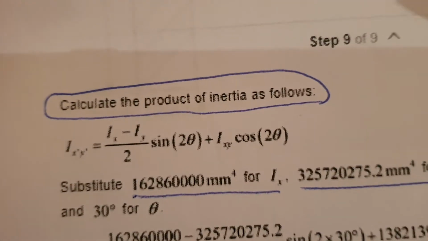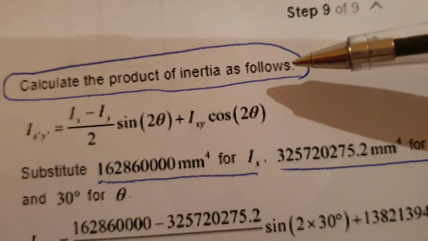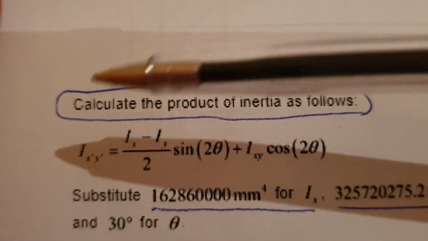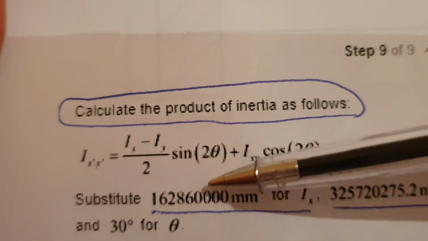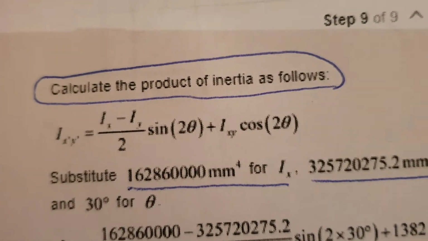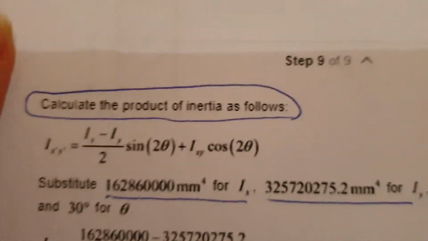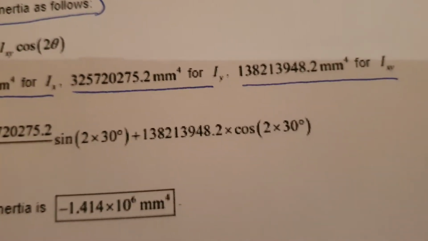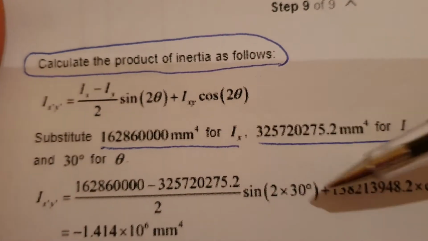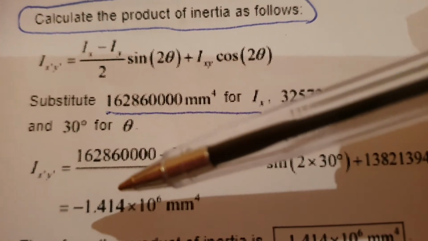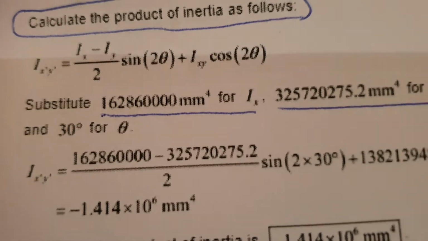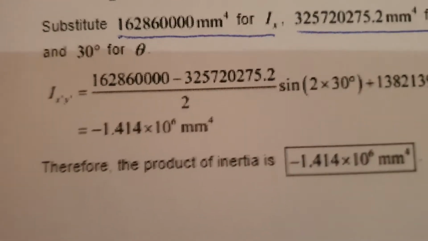Now the last one is to find the product of inertia, which is as follows. Ix dash y dash equals (Ix minus Iy) over 2 times sine 2 theta plus Ixy cosine 2 theta. We know Ix, we know Iy from the previous one, and Ixy. Plug in the numbers with theta equal to 30, and you will get minus 1.414 times 10 to the 8 millimeters to the 4, and that is the product of inertia.